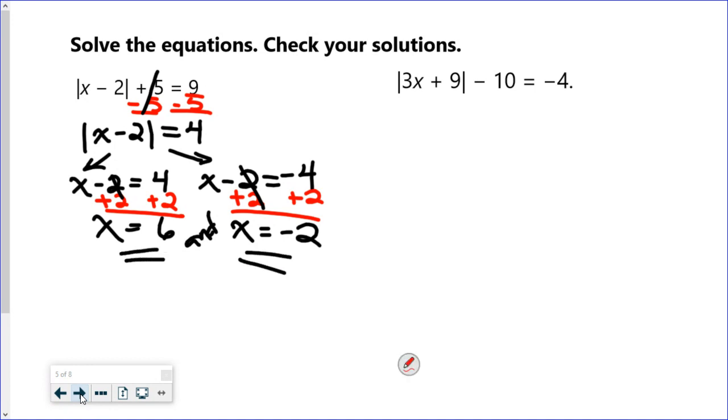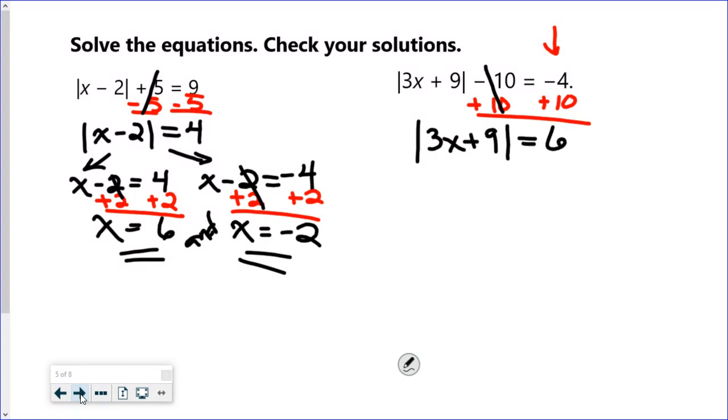Now, the next one looks tricky because of this negative 4. But remember, first I have to add 10, so I only have the absolute value left. That's all I want. Oh, and what do you notice? It's tricky because when I now look at the right side, now it's a positive. So that means I can do it. So I have 6 and 3x plus 9 equals negative 6. That's the tricky kind that we want to put no solution on right away, but no, no, no.